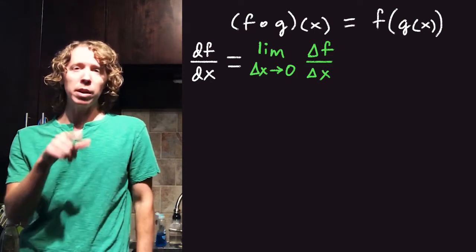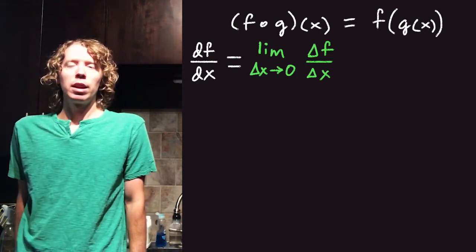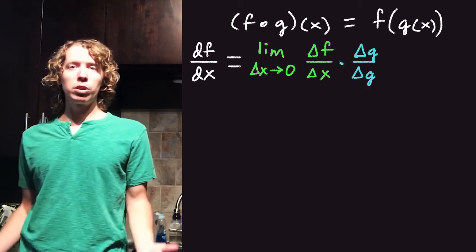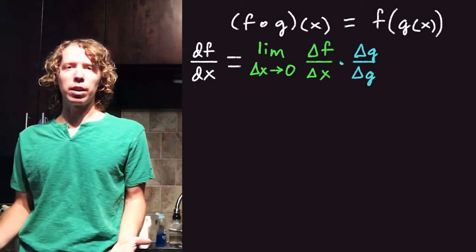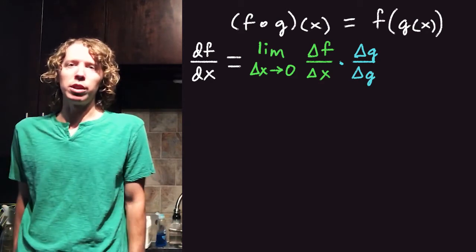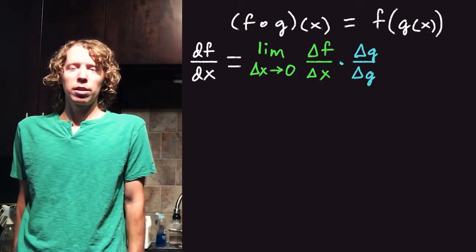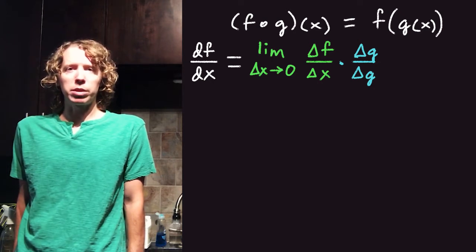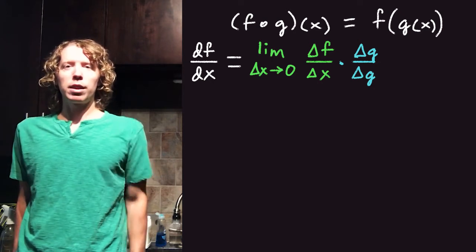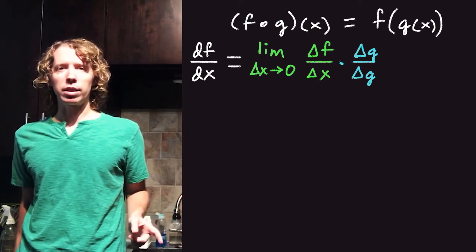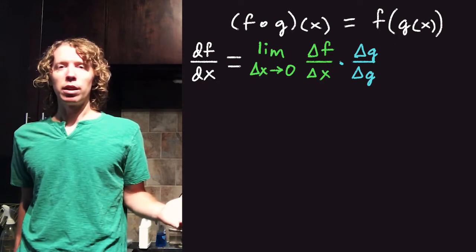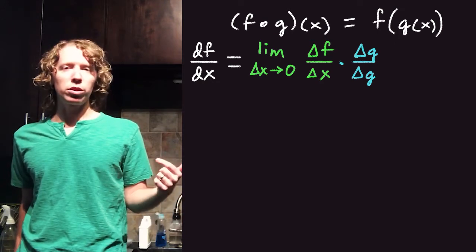So I'm going to take that change in f over change in x, and multiply it by change in g over change in g. So I'm really just multiplying by 1. I'm not changing anything, but that slips in the change in g, and that might help me get somewhere. Now if you look at this and think about it for a second, you can rearrange this so that something nice pops out of it. If you take the change in f over change in x and multiply by change in g over change in g, then you can switch the two denominators.